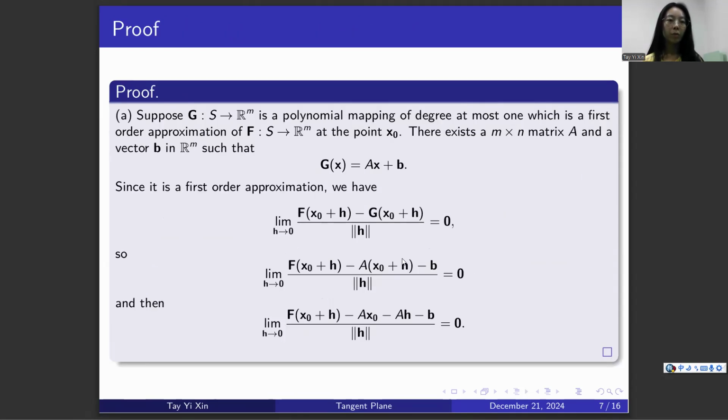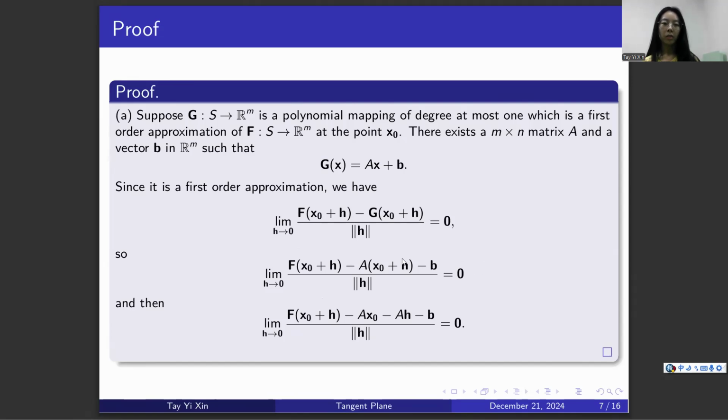We will first prove part A. Suppose that G is a polynomial mapping of degree at most 1, which is a first-order approximation of f at the point x0. There exists an m times n matrix A and a vector b in R^m such that G(x) equals Ax plus b. We know that it is a first-order approximation, so we will have this equation.